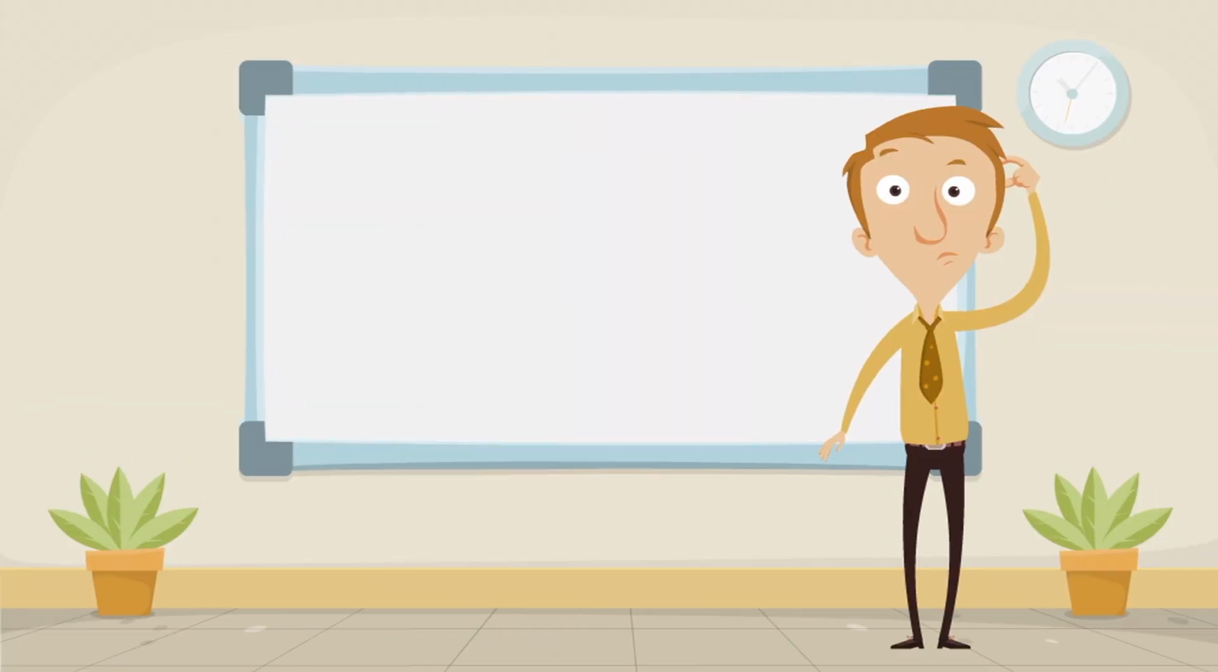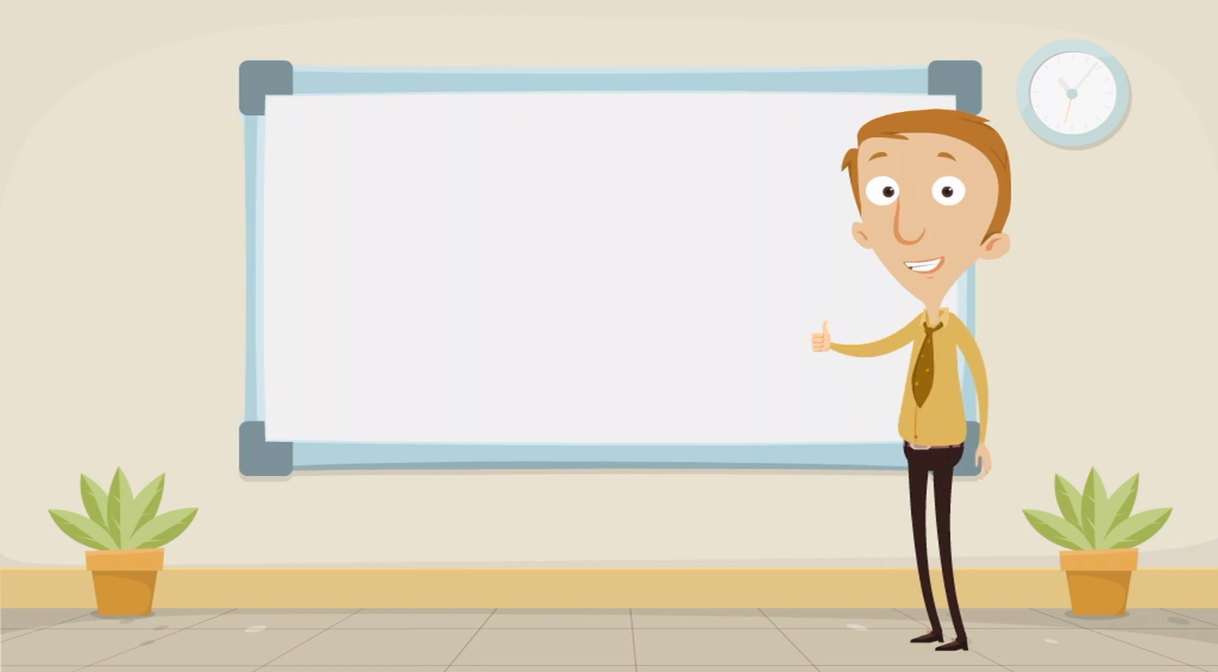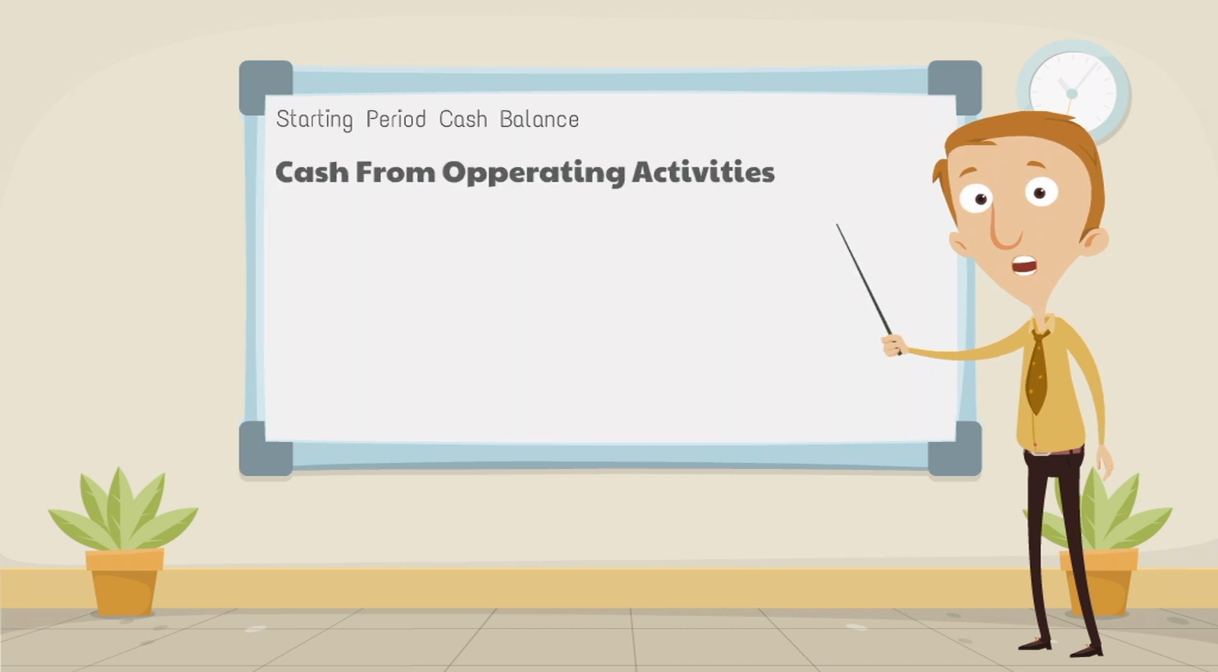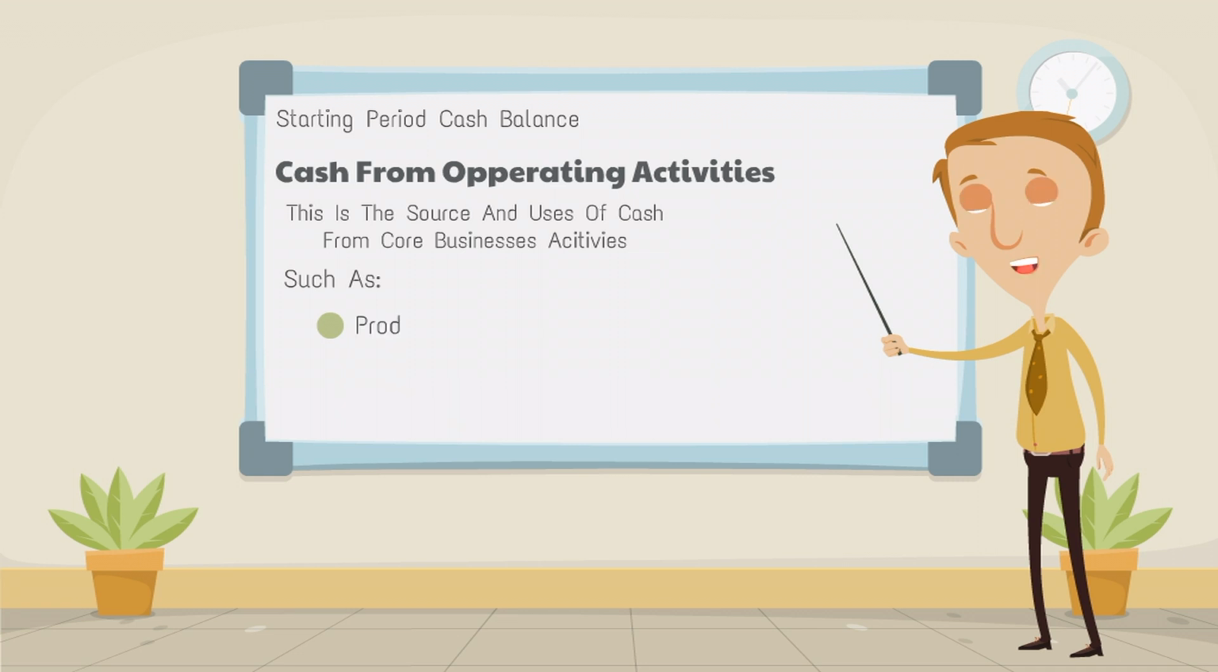So, how do you read a cash flow statement? From top to bottom, of course. At the top, you'll usually find the cash balance at the beginning of the period you're looking at. Below that, the cash flow statement is split into three main sources of cash. The cash from operating activities. This is the source and uses of cash from the core business's activities, such as production and sales. For a bakery, this could be the bread you make and the sales of that bread, as well as taxes, expenses, and depreciation of the bakery's equipment.